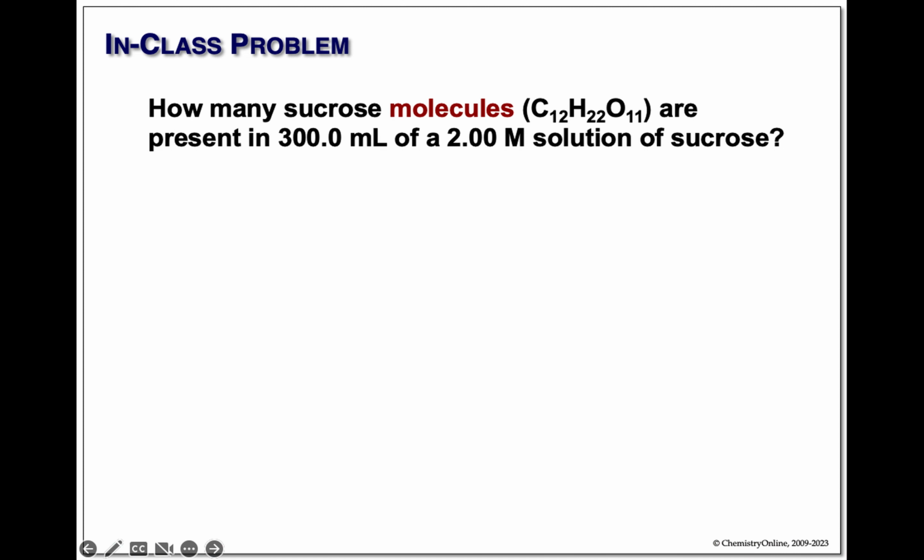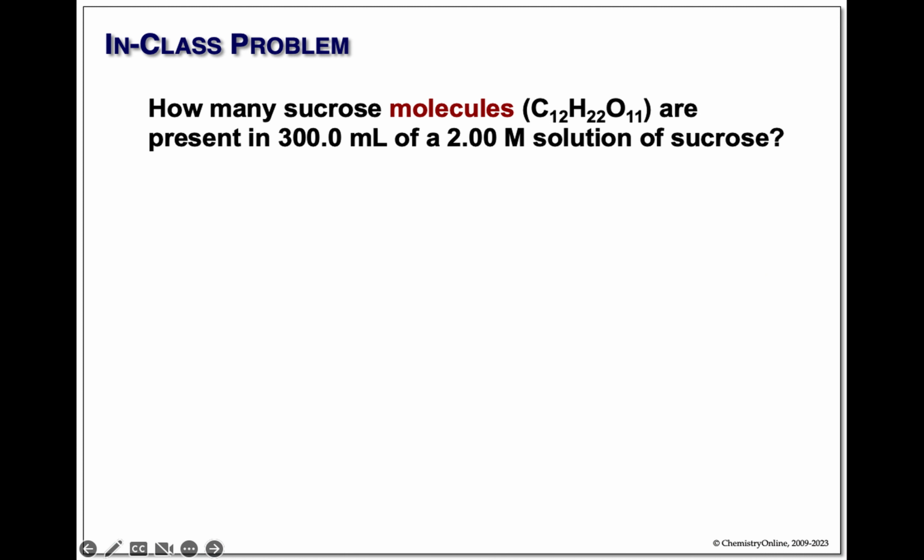Oh, this is a fun one. This one allows us to use Avogadro's principle of number of particles per mole. We want to know how many molecules of sucrose, this stuff, sugar, are there in 300 mils of 2 molar sucrose.